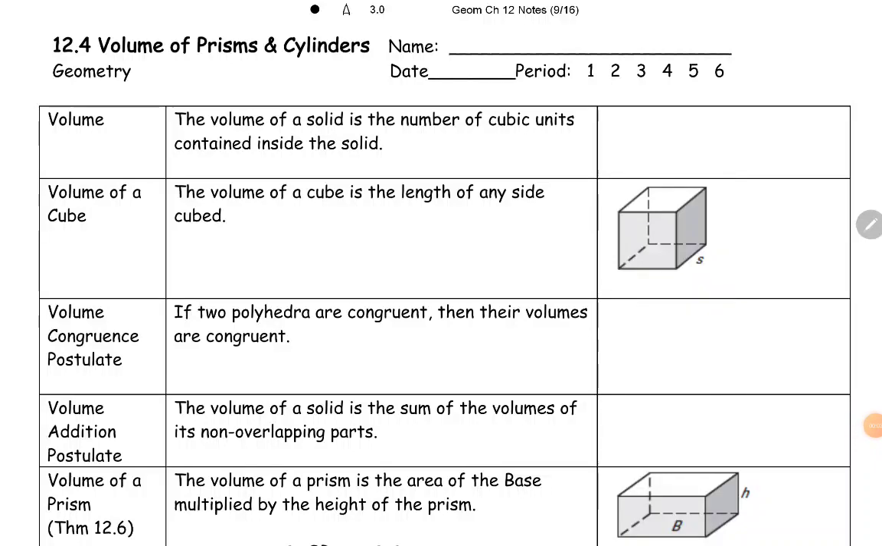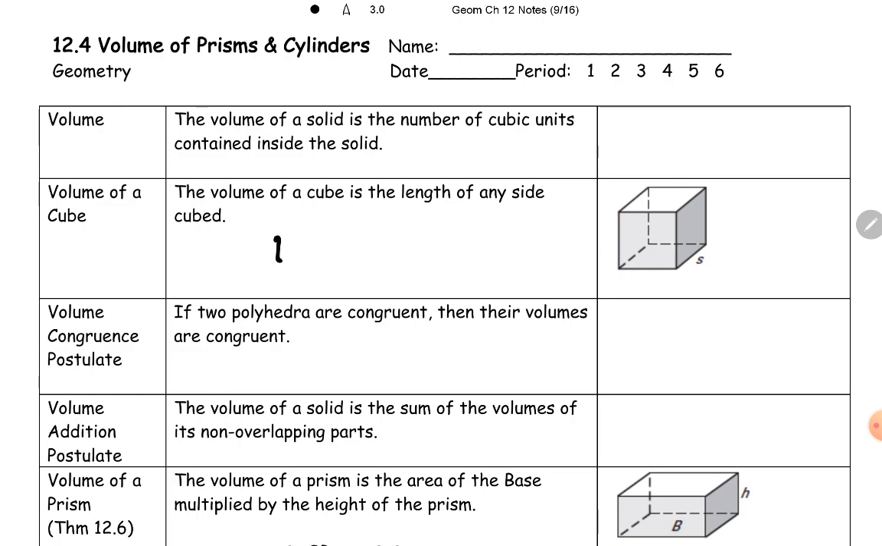In geometry, we look at volume of prisms and cylinders. A volume, so first off, let's think about area. Area we broke into little squares, and then we counted up all the squares. For volume, we're going to make little cubes and see how many cubes we can fit in the object.